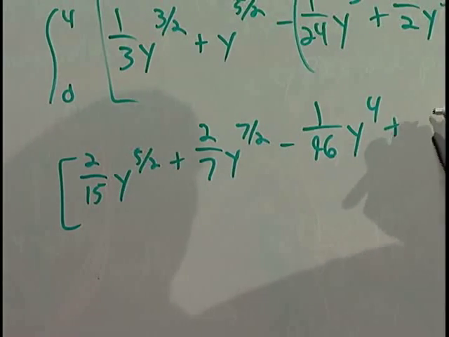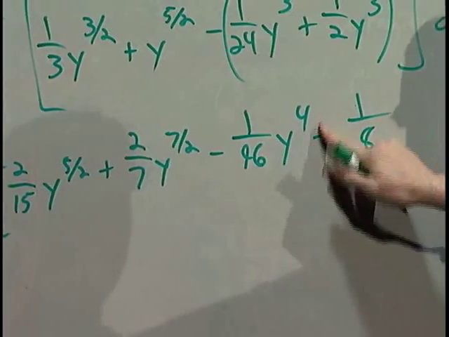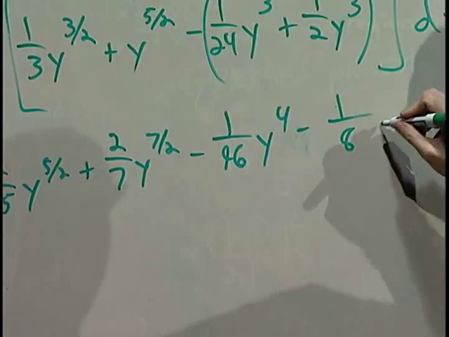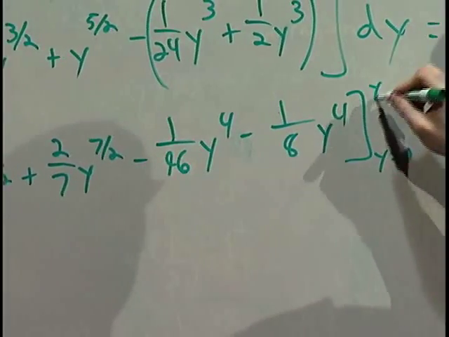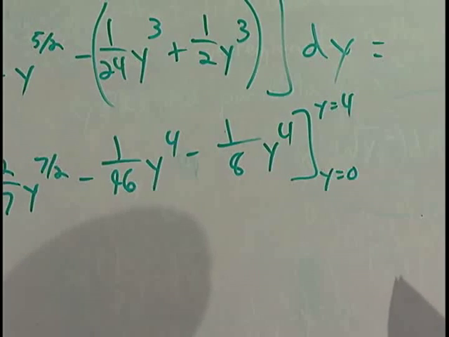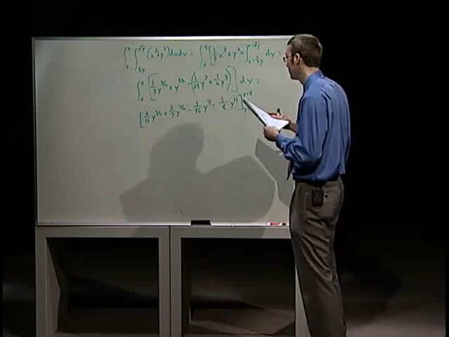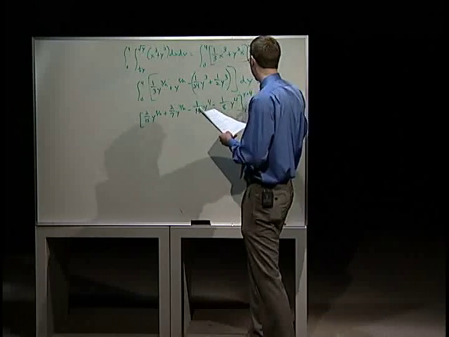And let's see here, and then minus 1/8 y to the 4th, all integrated from y equals 0 to y equals 4. Make sure everything is going properly here. Do we look like we're in decent shape? Yeah, things look good. All right, so you plug all that stuff in, what in the world do you get?